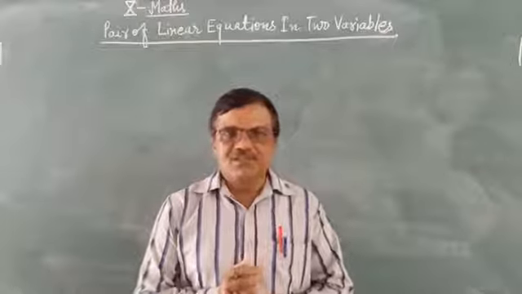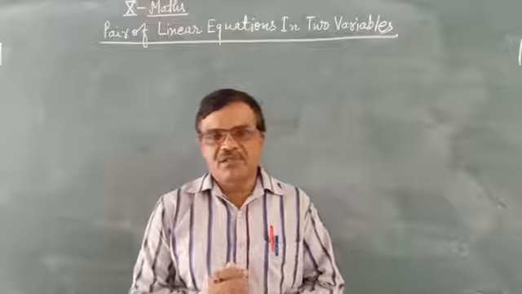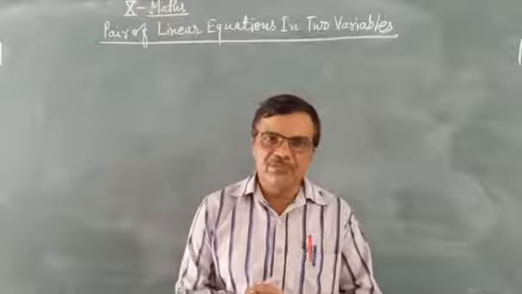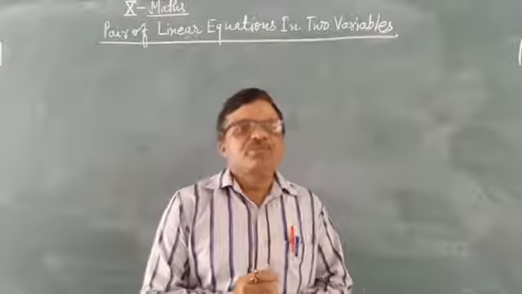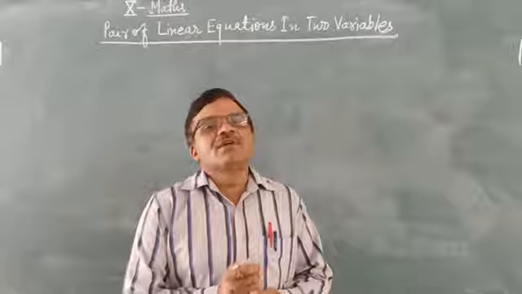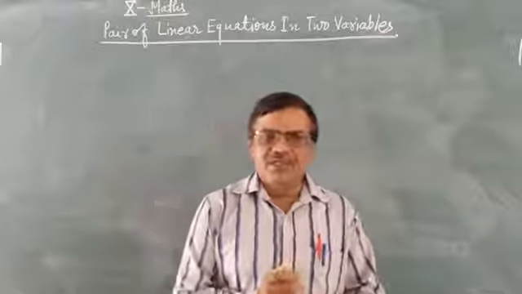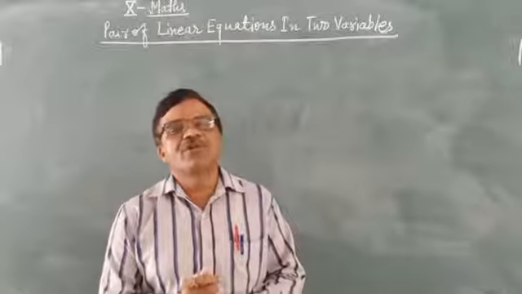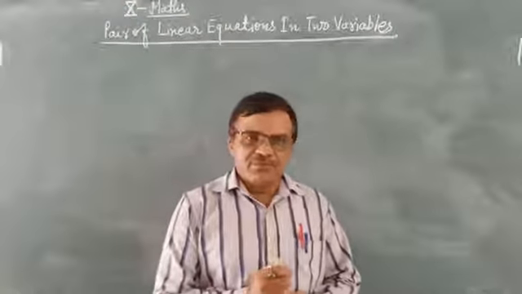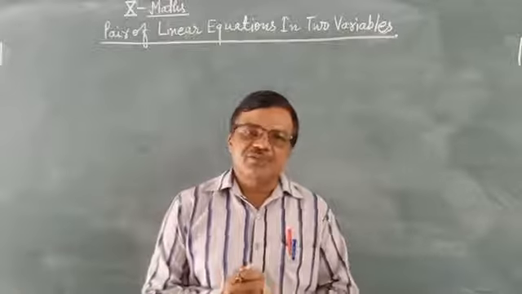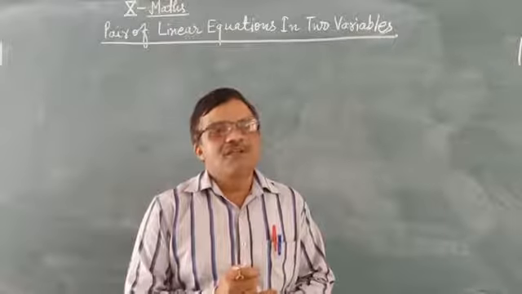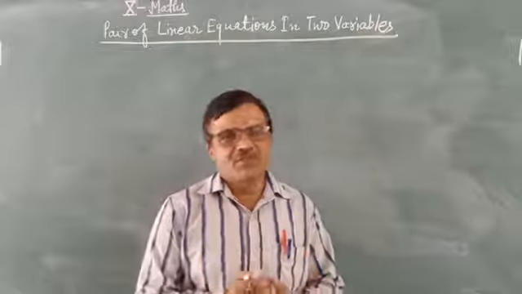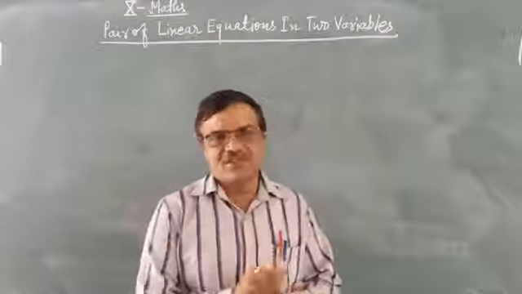Equations, if the linear equations are a1x plus b1y plus c1 equal to 0 and a2x plus b2y plus c2 equal to 0, if it gives a unique solution, that is if a1 upon a2 not equal to b1 upon b2, it means the pair of linear equations gives a unique solution. This condition is consistent. The pair of linear equations is consistent.